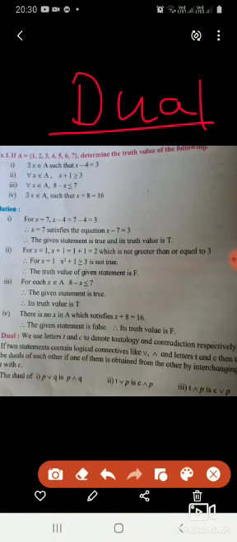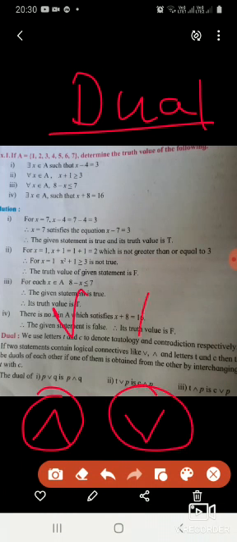What are dual statements? If two statements are connected by "and" or "or", then the dual statement is the new statement you get by interchanging "and" with "or" and "or" with "and".